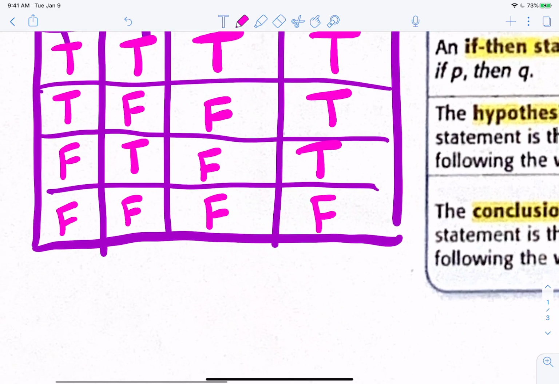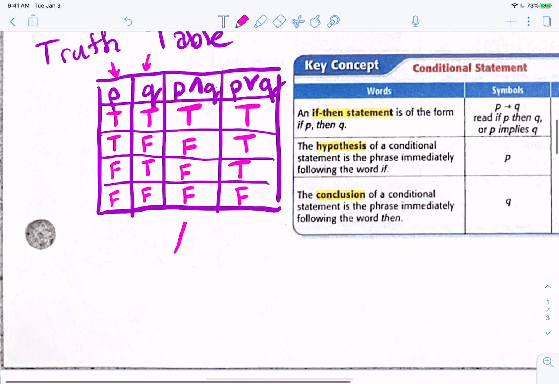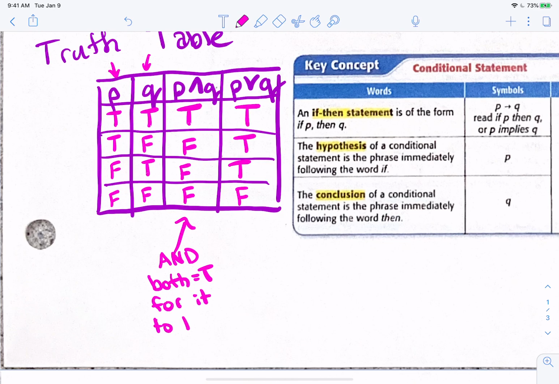Okay? So just as an FYI, for an and statement, both have to be true for it to be true. Okay? That's how that works.